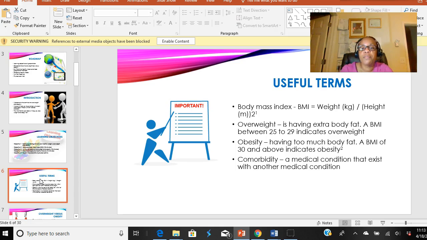Then we have comorbidity, and this is a medical condition that exists with another medical condition. So, for example, persons who are obese or overweight, these conditions can lead to, persons can likely get heart disease or some types of cancer or diabetes. So that's the meaning of comorbidity.